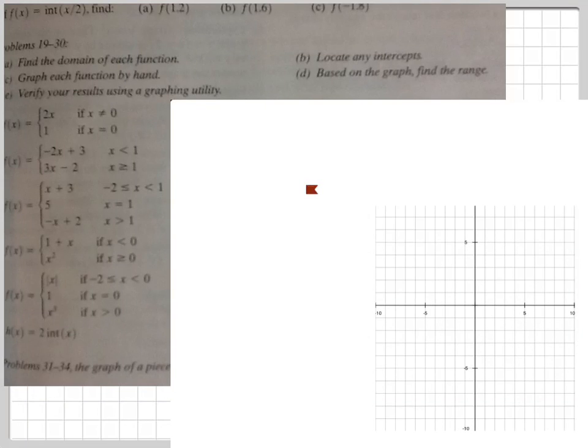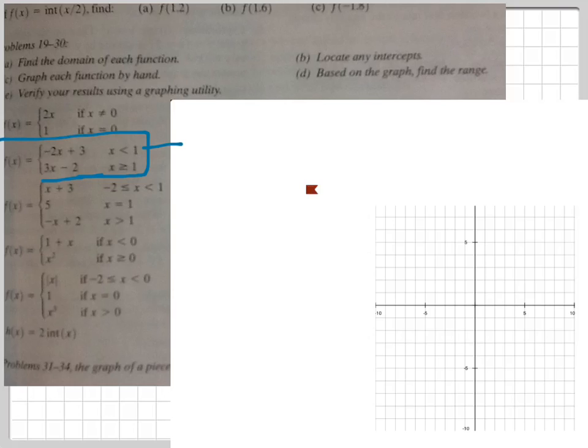So let's take a look at this problem right here. It's saying, find the domain of each function, graph the function by hand, verify the results, locate any intercepts based on the graph, find the range. So this is a piecewise function, and here's how I like to do these problems.